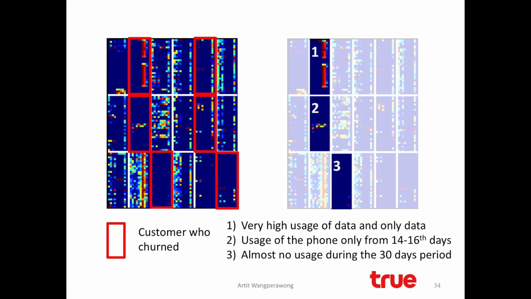So if we take a look at the customer data set, shown here in the red outlines are the customers that churn. We can actually pick them out. There are 3 different types of customers, at least from manually picking them out. There are the customers with very high data usage and pretty much only data usage. Second, there are those who use the service for a few days sometime during the 30-day window, and have very sparse usage or no usage otherwise. And third, almost no usage at all. These are customers that tend to churn.